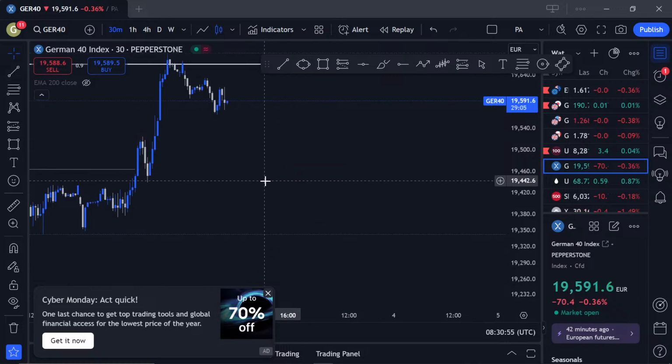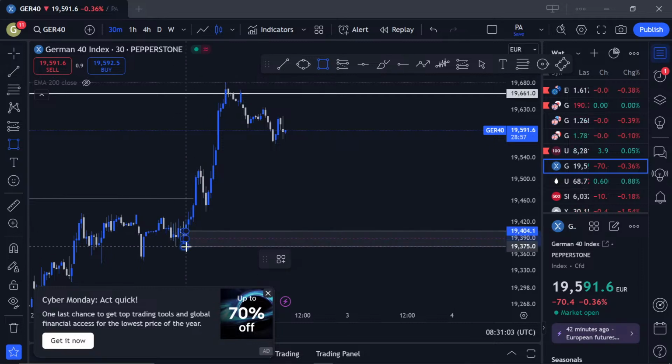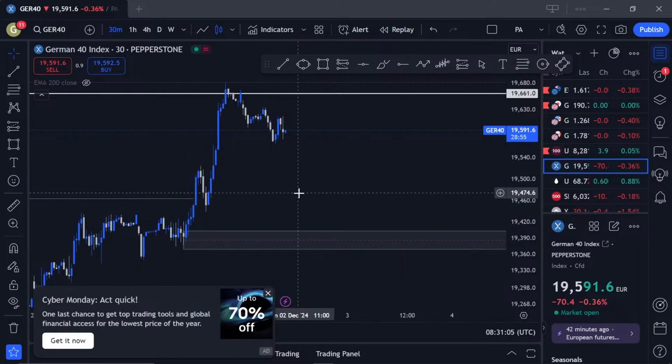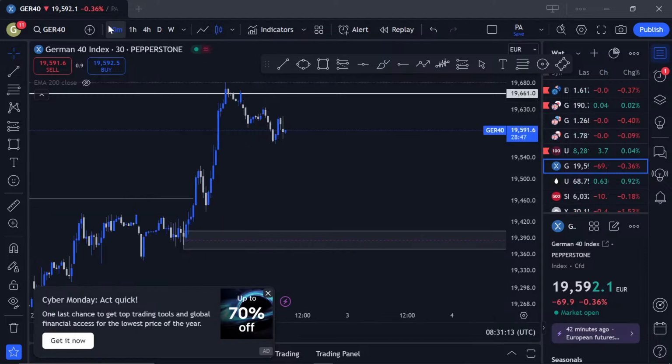This is not a valid demand, so I can look at it. So here's a valid demand back here on the 30 minutes. So the only demand we have is way back here on the 30 minutes. Since the market is in an uptrend, we have nothing to do but focus on looking for buying opportunities. So I'm not going to advise you to look for it.